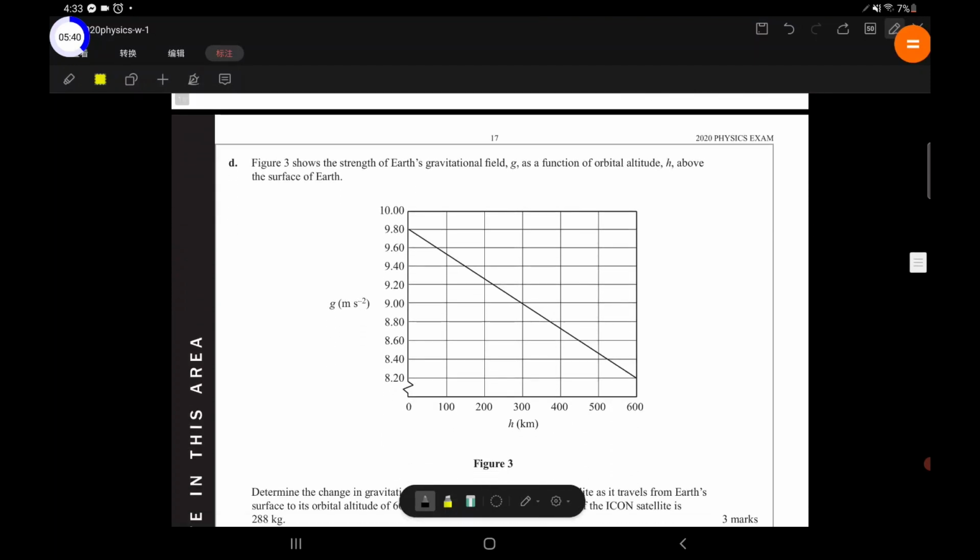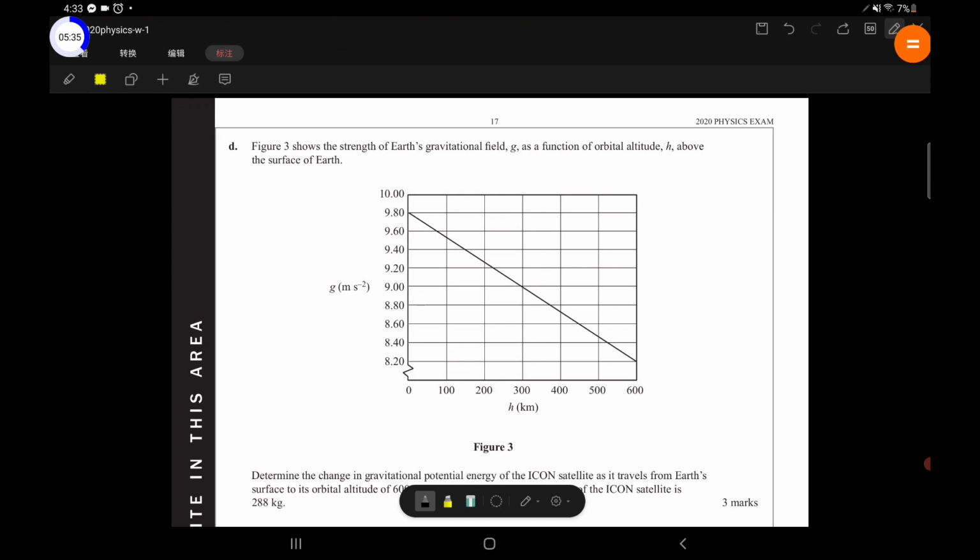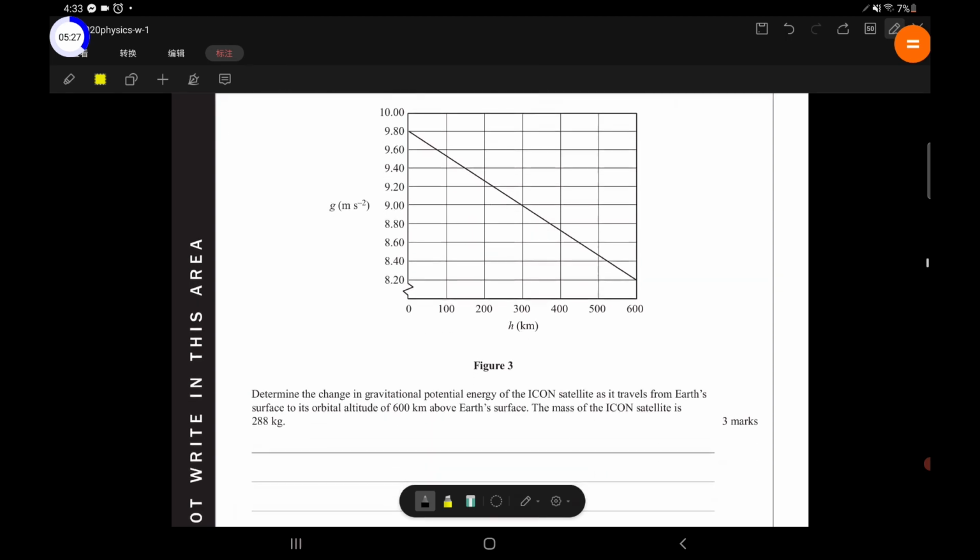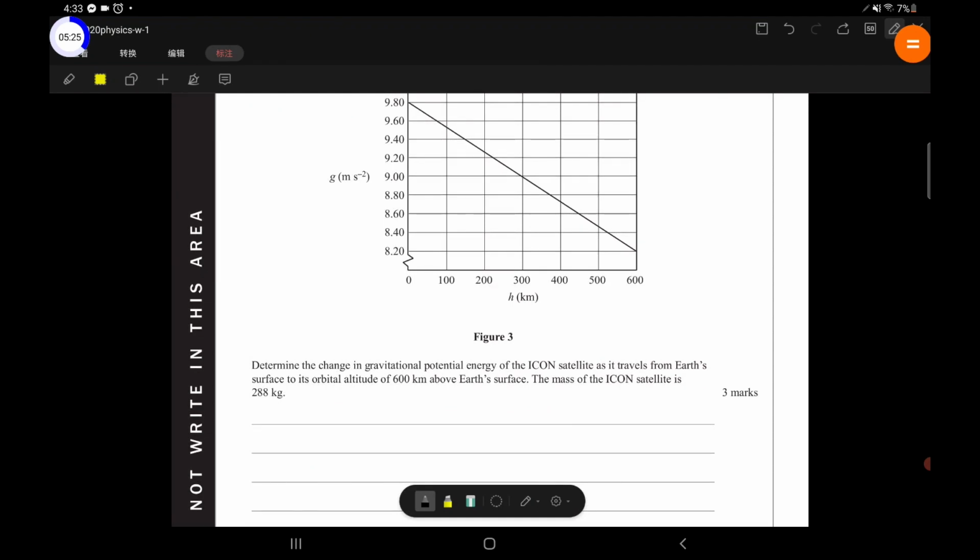So we'll move on to the next question. Alright, so this is a familiar diagram to me, and hopefully this is a familiar diagram to you guys as well. This is a gravitational field graph, right? Of course, and what's the first thing that comes to your mind? Well, finding the area. So we definitely have to find the area for this question.